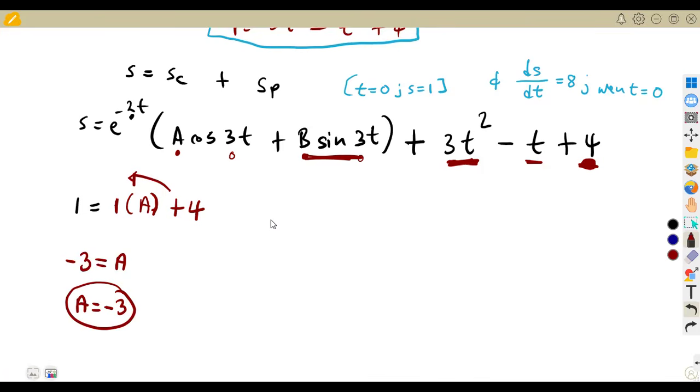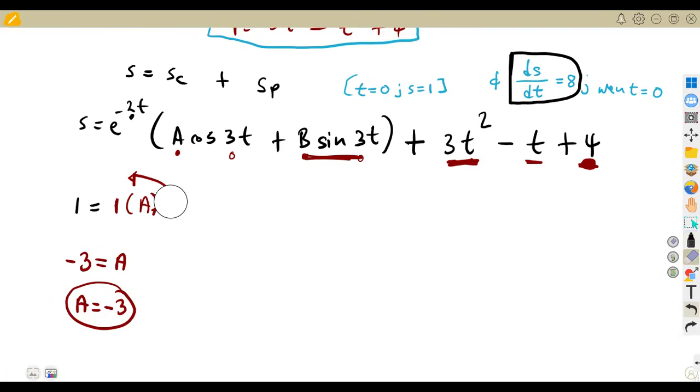What about the value of b? A was straightforward, but b now we have to move on. They are giving us another piece of information. If we differentiate s with respect to t, all right, it must be equal to 8, where t is equal to 0. The derivative of s with respect to t. So the question is, where are we going to have the derivative of s with respect to t? It means, guys, we have to differentiate.